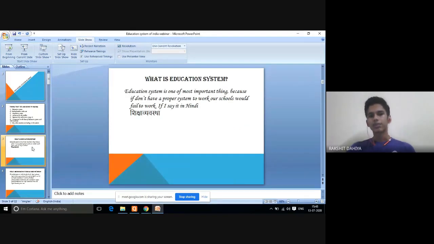What is education system? Education system is the most important thing to educate people around us, because if we don't have a proper system to work, our schools would fail to work. If we are not able to conduct the exams properly, and other things, our education would not work, our system would not work. In Hindi, we say it shiksha vyavastha, which means all the things that come under education system are in this topic. So let's move to our next slide.